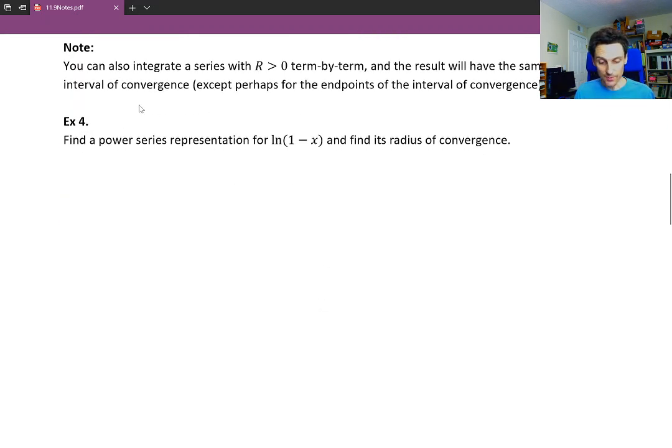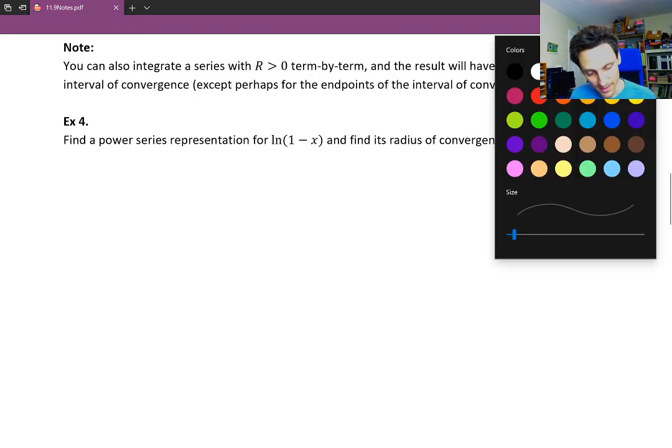Same thing for integrals. You can integrate a series term by term, and the result is going to have the same radius and interval of convergence, except perhaps at the endpoints of the interval of convergence. So example 4 says, find a power series representation for ln of 1 minus x, and find its radius of convergence. Now here we're going to have to think, okay, what's the function whose integral is going to give you ln 1 minus x?